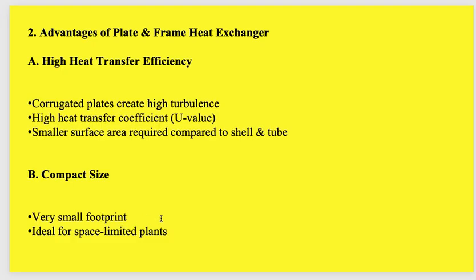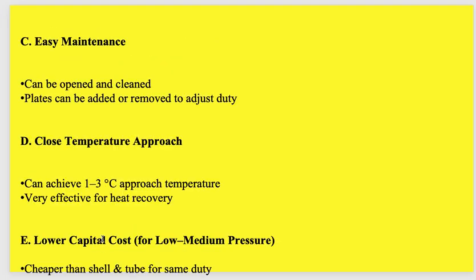Very small footprint, ideal for space-limited plants. If you are working in a plant with limited space, you can use the plate and frame heat exchanger to maximize the heat recovery in your plant with this limited area. Easy maintenance for sure: it can be opened and cleaned. These plates can be added or removed to adjust the duty and increase the capacity of exchanging. If you increase the capacity of your plant, you can easily increase the capacity of this type of exchanger.